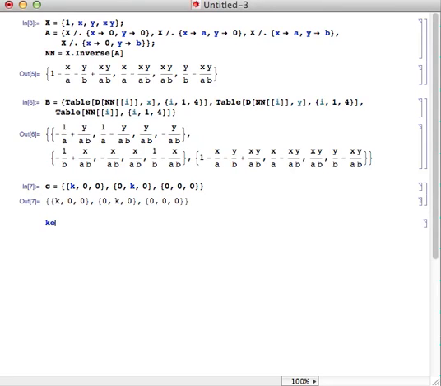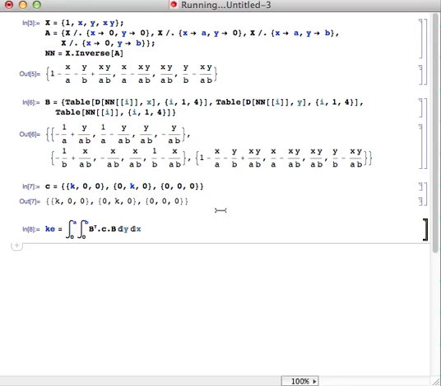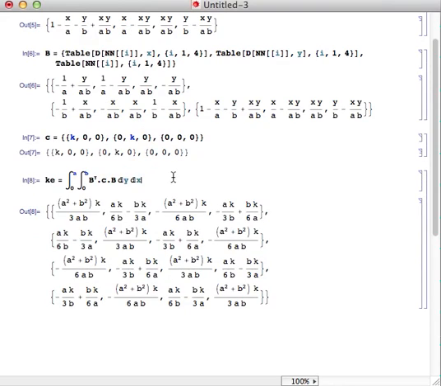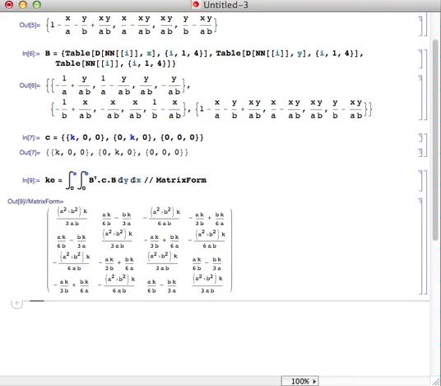So then the element stiffness matrix is the integral from 0 to A, integral 0 to B, B transpose C B. Took a while, but there it is. So you can verify that that's what we came up with last time. I contend that that was quicker than typing all that out. I don't know if you believe me or not.